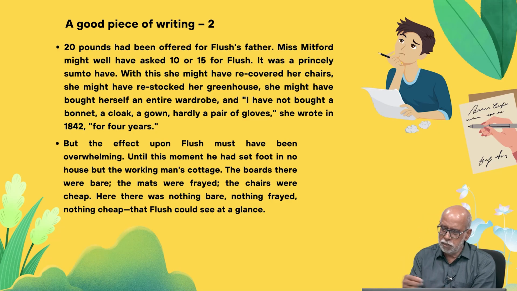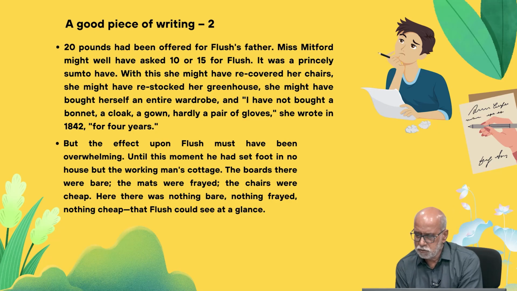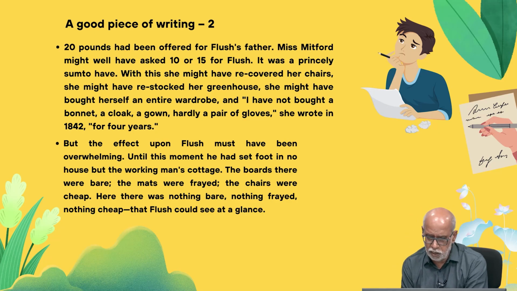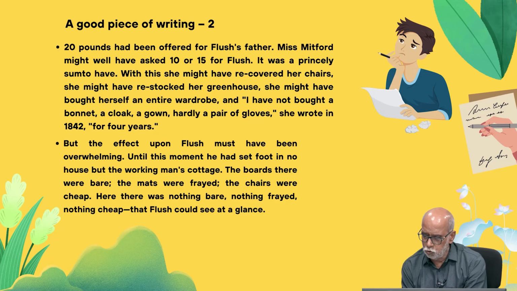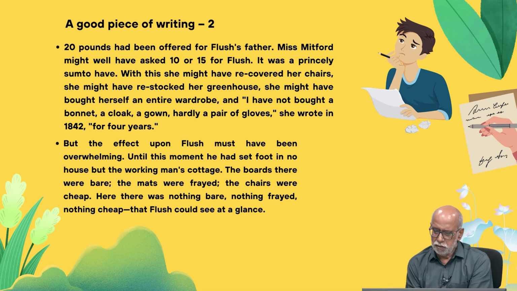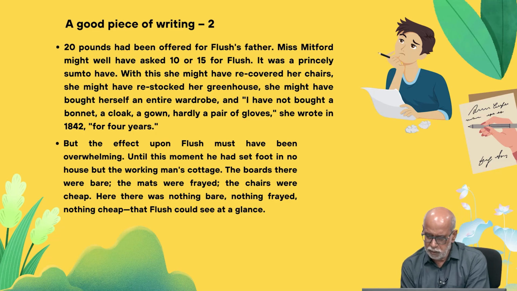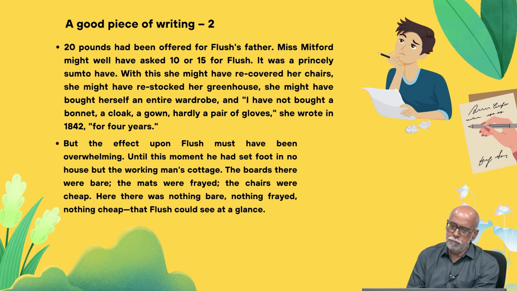With this she might have recovered her chairs, she might have recovered her greenhouse, she might have bought herself an entire wardrobe. I have not bought a bonnet, a cloak, a gown, hardly a pair of gloves, she wrote in 1842 for 4 years. The author is trying to say that this dog came from a humble family where they had barely enough money for meals, let alone for fashion.